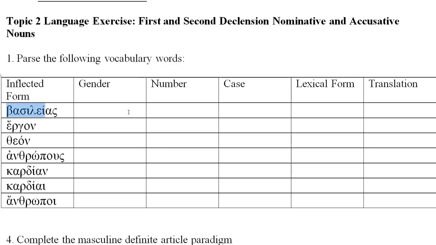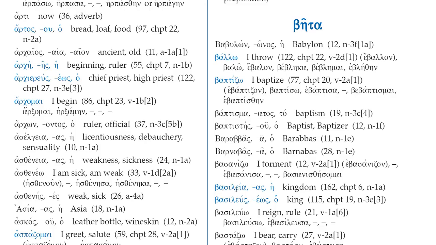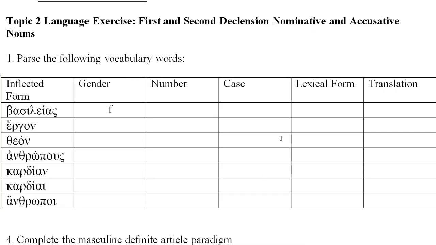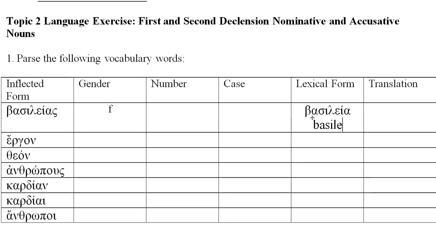So let's go back in. We can fill in the gender. That's feminine. Whoops, go back to an English keyboard. That's feminine. And we know the lexical form is basileia. So we can fill in the lexical form. And I can actually just do that by taking that part of the word out, copying it, and pasting it over here. In English, I could type that in as basileia. There's my lexical form. I got that directly from the lexicon.